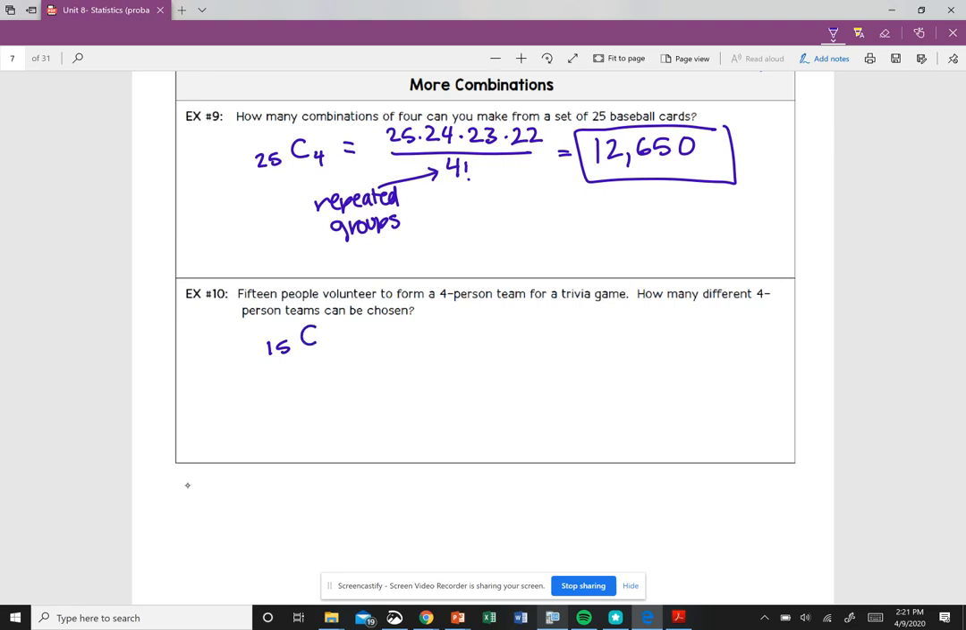So we don't care what order they choose that 4-person team. We just care that they chose 4 people. So we do 15C, or for combinations, 4. So this is going to be 15 times 14 times 13 times 12 divided by the fact that we don't care the order, or 4 factorial.